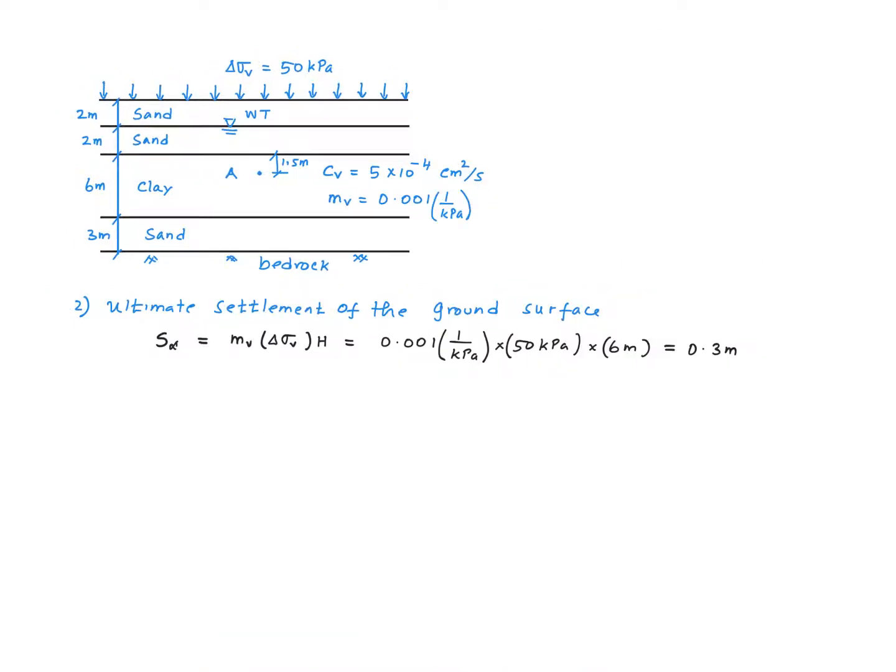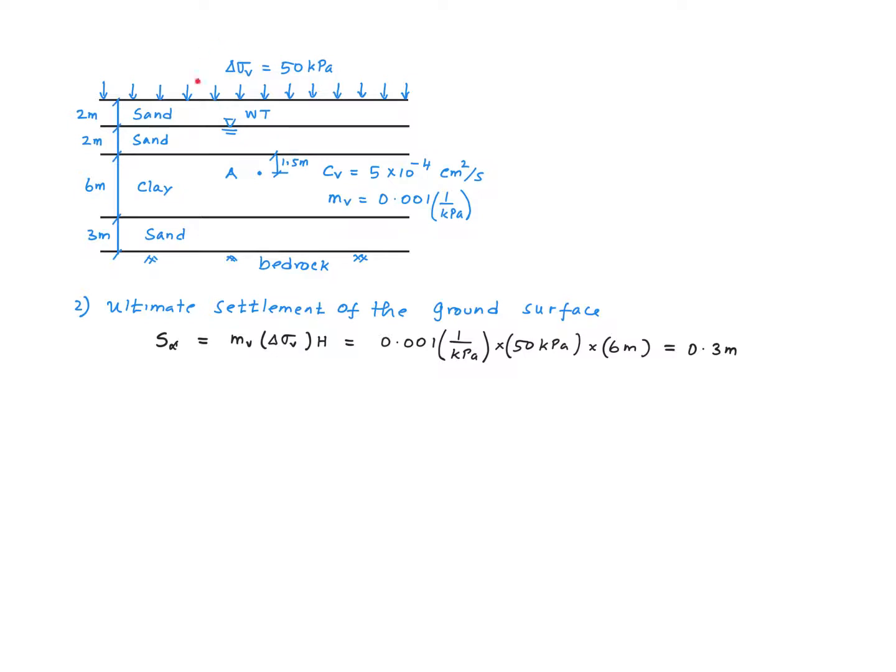Now let's do the second part of the question, which is to find the ultimate settlement of the ground surface. We need to work with the properties that are given to us. What is given to us here is m sub v, the coefficient of volume change, right? So the formula to be used here for calculating the ultimate settlement is this: S infinity equals mv multiplied by delta sigma v multiplied by h, where mv is the coefficient of volume change, delta sigma v is the change in the vertical stress, and h is the total thickness of the clay layer.